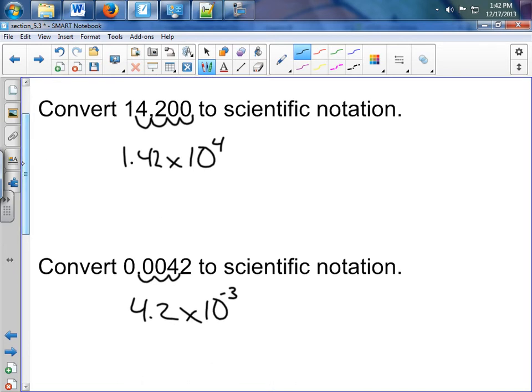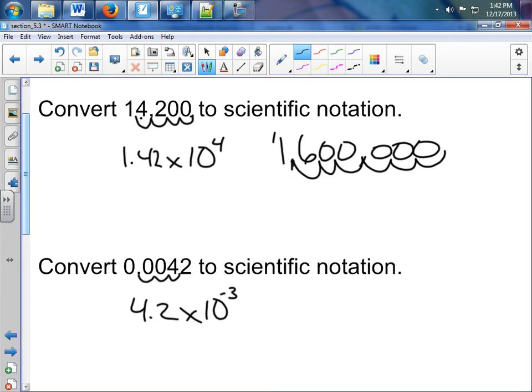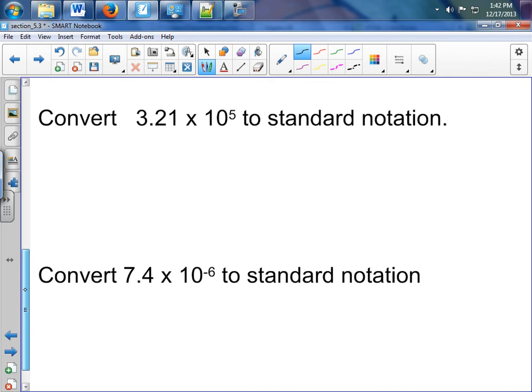Any questions on that? You're just counting over. How do you know how much you go? You just start here where there's no number, and you go to in between these two. So if I had 1.6 million, I start here at the end of the number, 1, 2, 3, 4, 5, 6. Remember, my A can only be one number. So this would be 1.6 times 10 to the 6th. Just like that. Now you can convert back to standard notation.